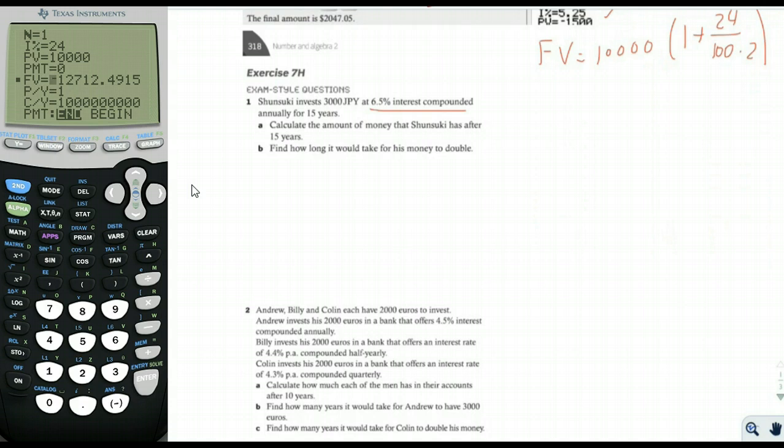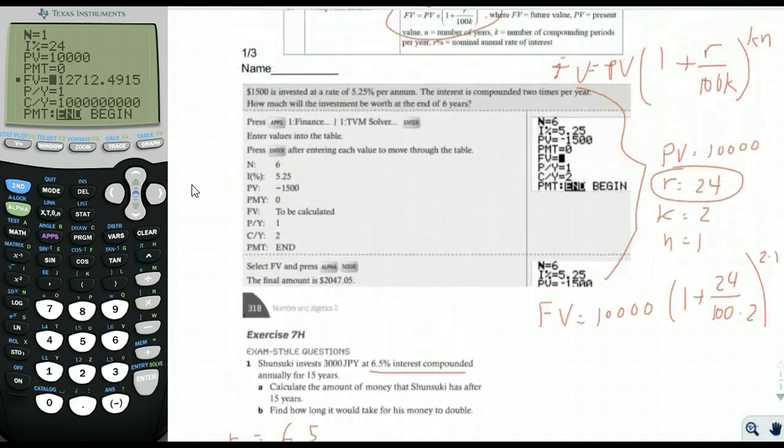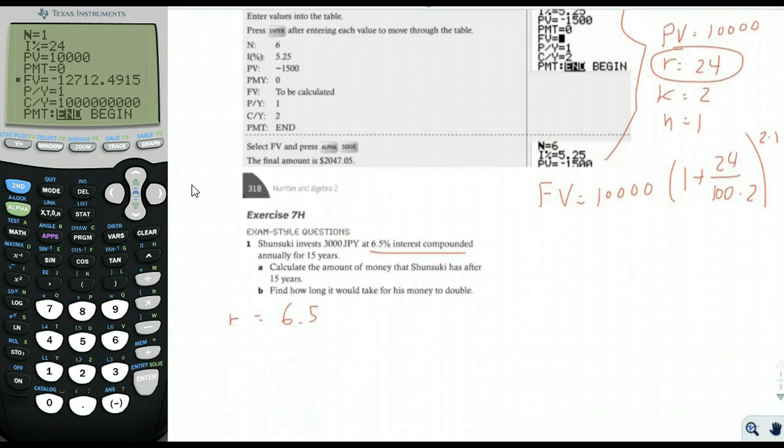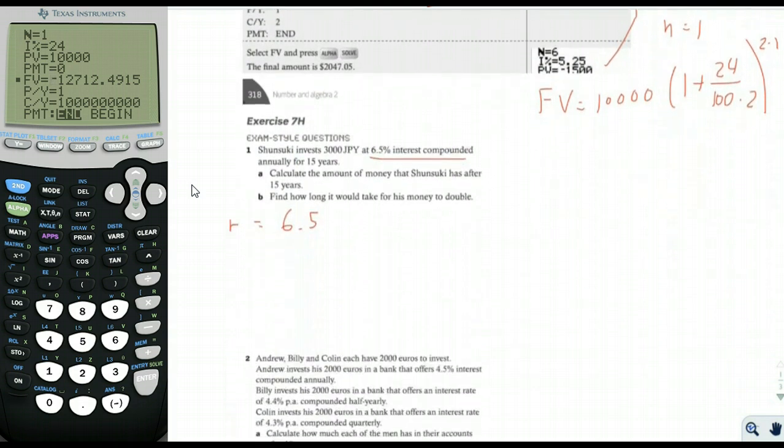Okay, so the interest rate, R, or we could say I, is 6.5, right? And we don't put 6.5 divided by 100 because remember the formula already has 100 there to divide the 6.5 and make it into a decimal. So you just put 6.5. The present value is how much left his wallet. Negative 3,000 because it left his wallet.